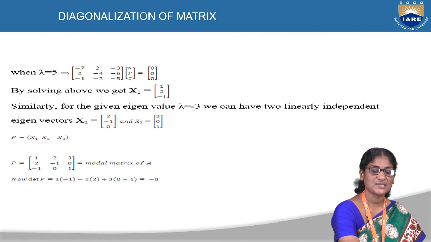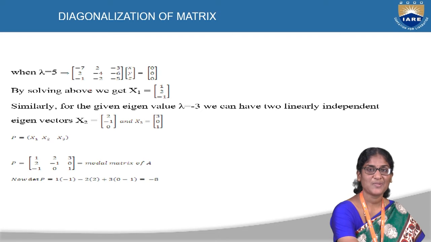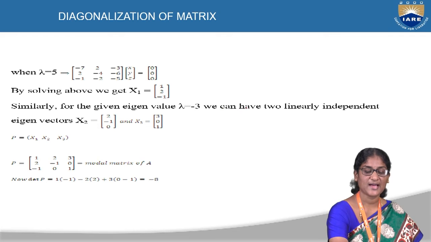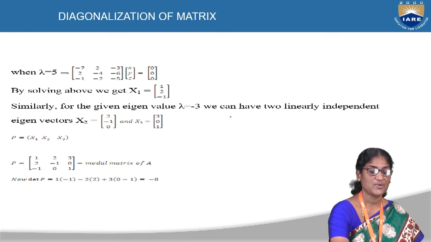So by solving this, by using the procedure, by reducing the given matrix to echelon form or upper triangular matrix, and doing the forward substitution or backward substitution, we get the values of x1, which is equal to 1, 2, minus 1. Similarly, we'll try to find out the eigenvector for the another eigenvalue lambda is equal to minus 3. So we can have two linearly independent vectors, that is x2 which is equal to 2, minus 1, 0, and x3 which is equal to 3, 0, 1.